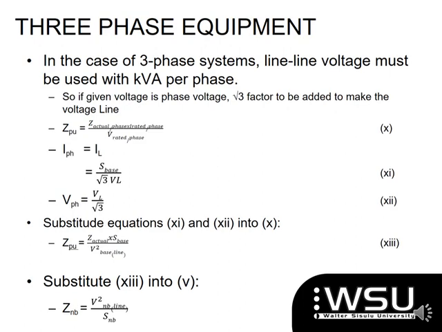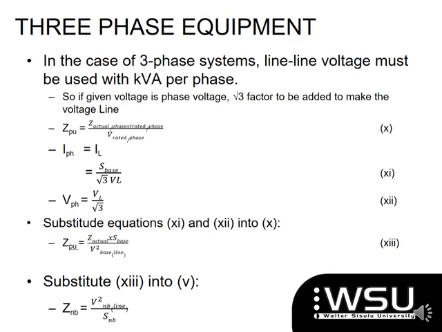So in the case of our three-phase system, we are always going to use our line-to-line voltage. But your power is always going to be on a per phase basis, okay? So if you're given a voltage which is a phase voltage, then we need to multiply that phase voltage by the root of 3 so that we can get to our line voltage.